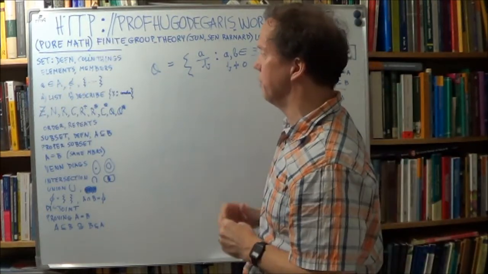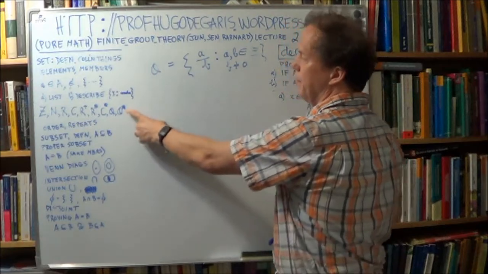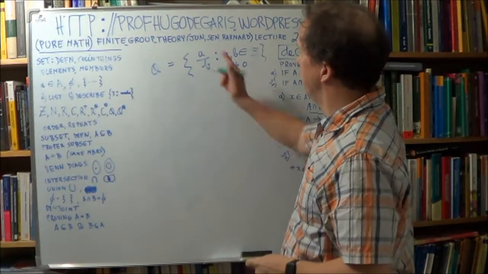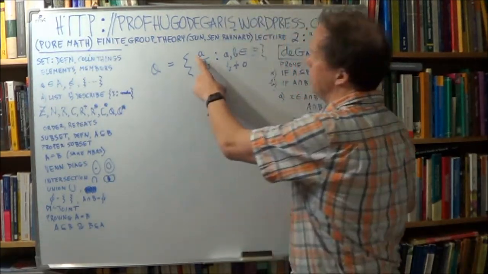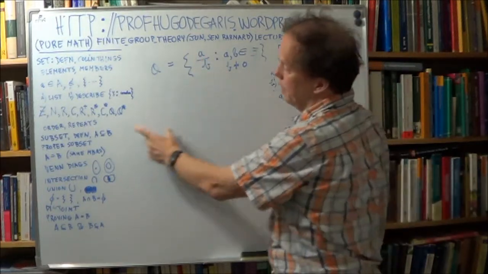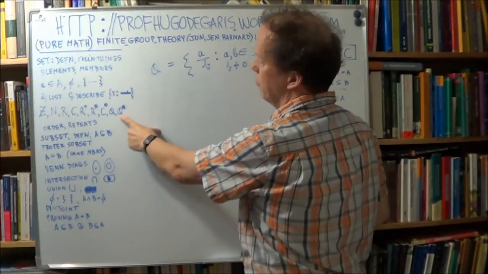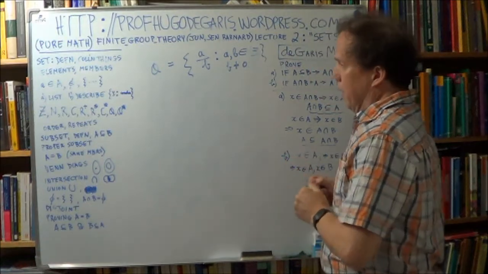Q is the usual symbol for the rationals. And Q star would be where a is forbidden. Right? So these would be the non-zero rationals. Okay.